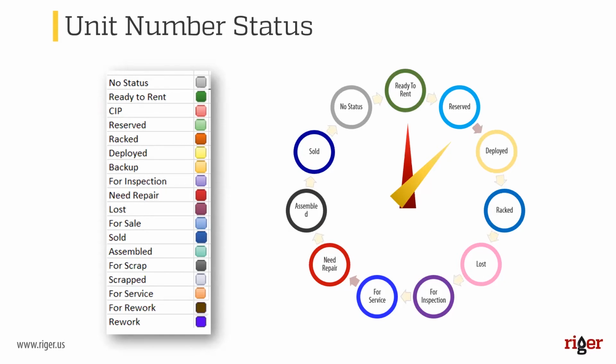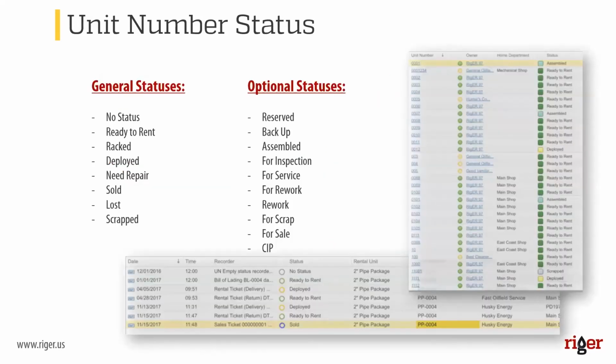So moving further, I could list all of the unit number statuses into two groups. The general statuses are available in each RigER database configuration. These are the basic ones, and then there are optional RigER unit number statuses. These optional statuses can be available depending on what modules are enabled in your RigER configuration.